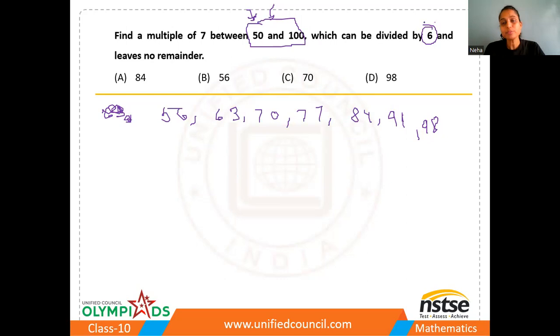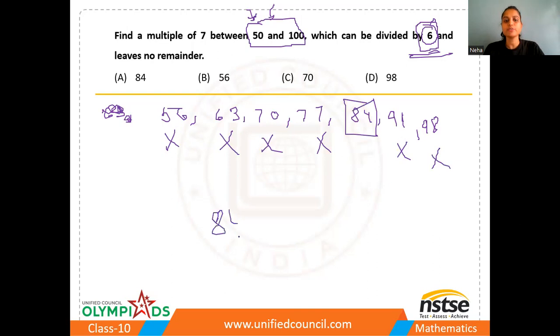Clear? Now I have to select the numbers which are multiples of 6 also. So I have to check which number among all these is a multiple of 6. Clear? So as I can see, this is not completely divisible by 6. This is also not completely divisible. This is not, and this is not. Only one number is there, which is 84. 84 is divisible by 6.